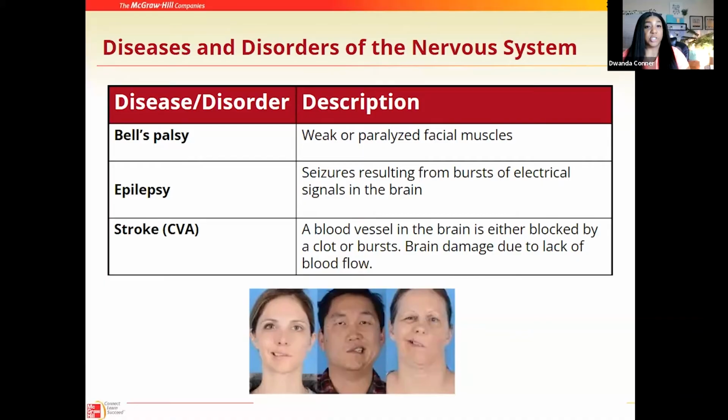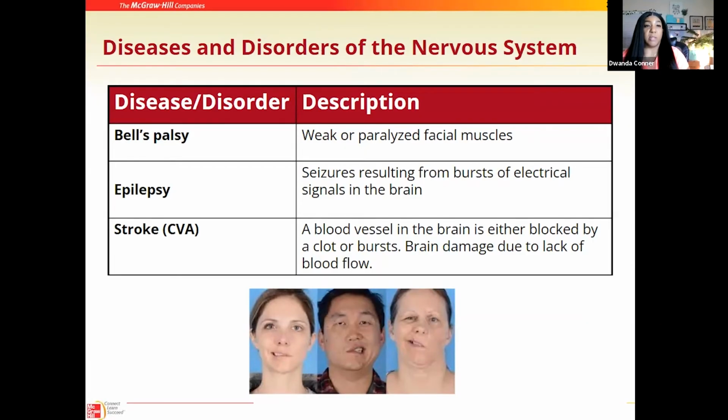Epilepsy, these are seizures. The body has its own electrical conductivity that's happening within the cardiovascular system. Also, there's electrical conductivity happening within the brain. And so seizures result from bursts of electrical signals in the brain. It's just a whole mess of signals that are happening at once, and the brain can't take in what's happening. And so it seizes is what happens.